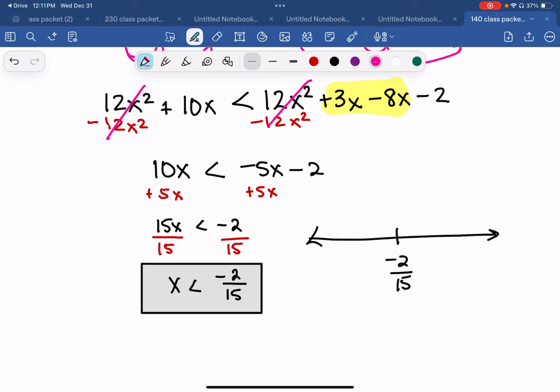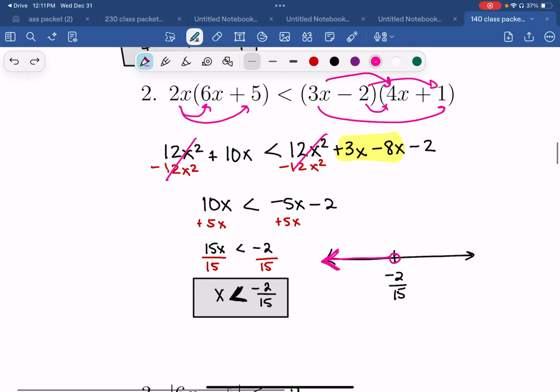And then we're using an open circle here because there is no or equal to, it's just less than. So open circle. And if my x is on the left, my inequality symbol right here points in the direction that my arrow is going to go. And so it's pointing to the left. It's less than, everything that is less than is to the left. And so we want everything to the left of -2/15. And that's our number 2.